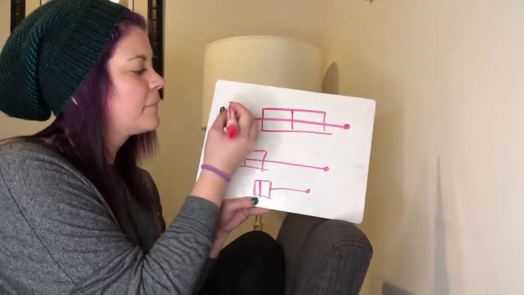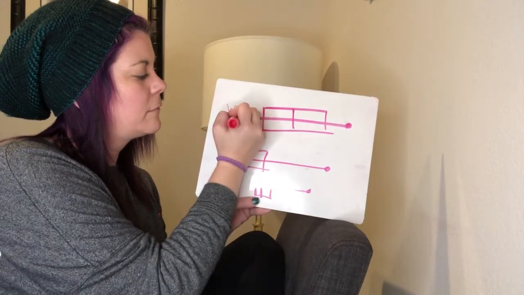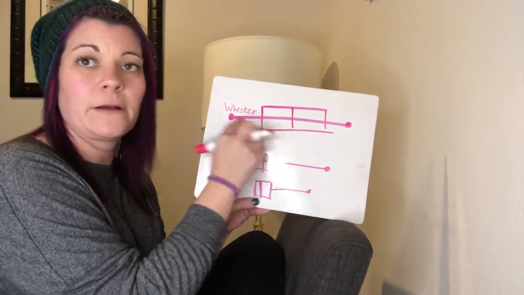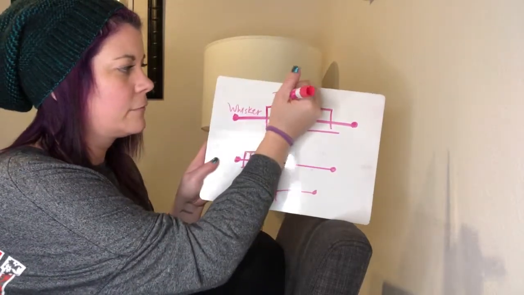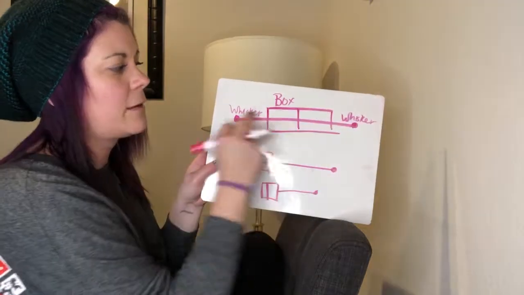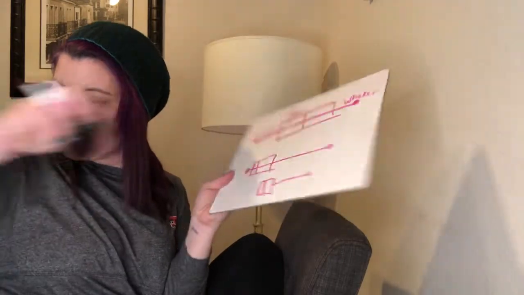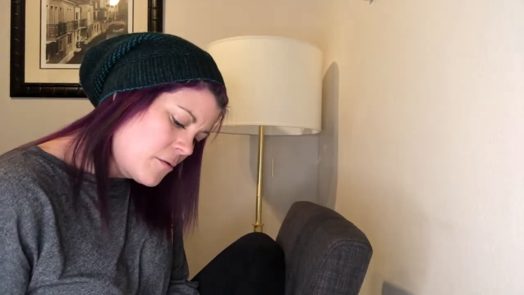But for right now, this is a whisker right here. This is called the box. And then there's another whisker. That's why it's called a box and whisker plot. Okay, box and whisker plot right there. Now I'm going to identify the 5-point summary on the box and whisker plot.